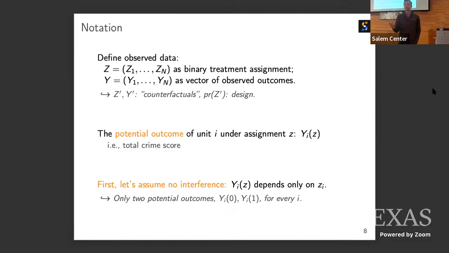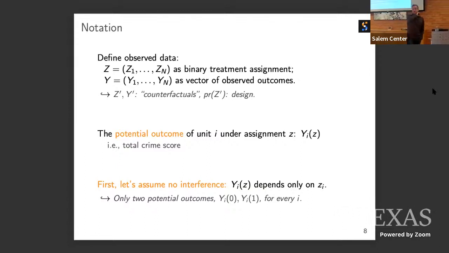We can think of counterfactuals in this setting, and I'm going to use this notation as z prime and y prime. So z prime, for example, is just going to be another draw from my design. It's going to be another potential treatment vector that I didn't actually realize in my experiment. And my design, I'm just going to write as this probability distribution here. So this is a probability of z prime, and this is something that I have access to because I ran an RCT.